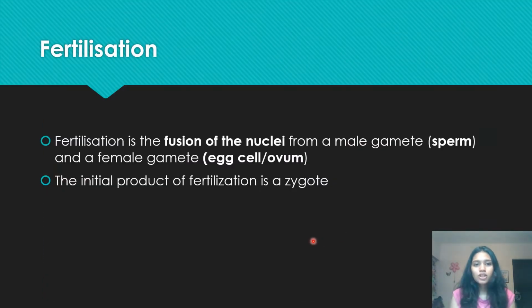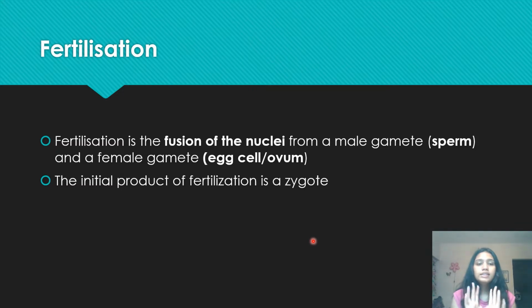Fertilization, I've already just given you the definition. It is the fusion of the nuclei from a male gamete, which is the sperm. Always, when you're talking about human reproduction, you need to write sperm and egg cell. Always. And a female gamete, which is the egg cell or ovum. Both work. The initial product of fertilization is a zygote.